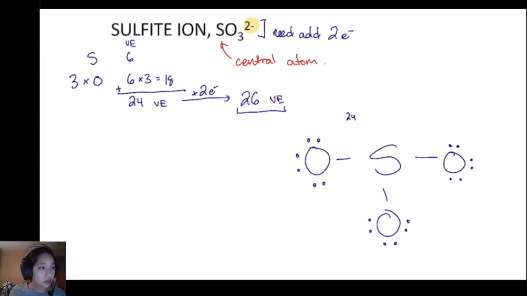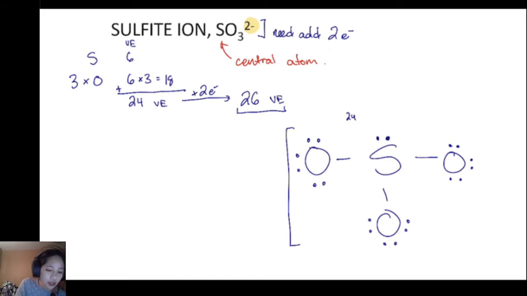We need 26, so let's take our last step, place remaining electrons on the central atom. Since we have 2 electrons left over to hand out, we'll just stick them on our sulfur. Oxygen has its octet fulfilled. Let's look at sulfur. Sulfur has 1, 2, 3, 4, 5, 6, 7, 8. So sulfur is also happy with a full octet. Everything has a full octet.